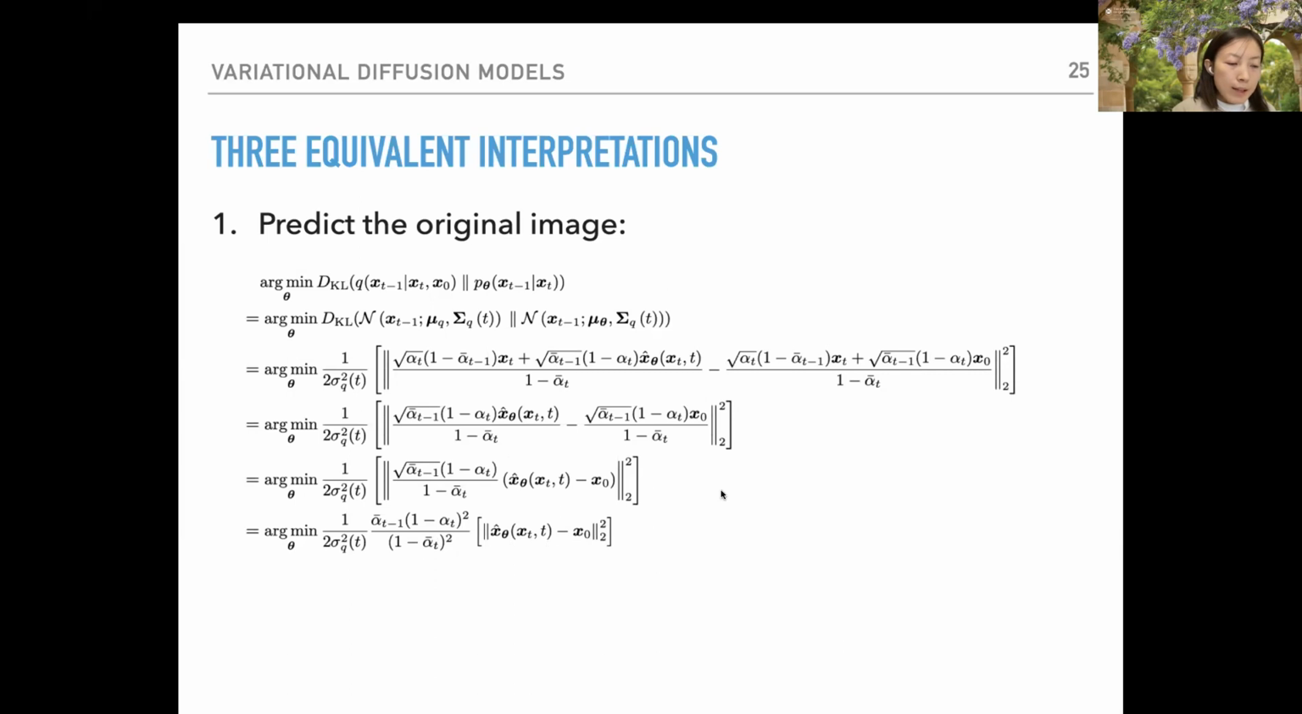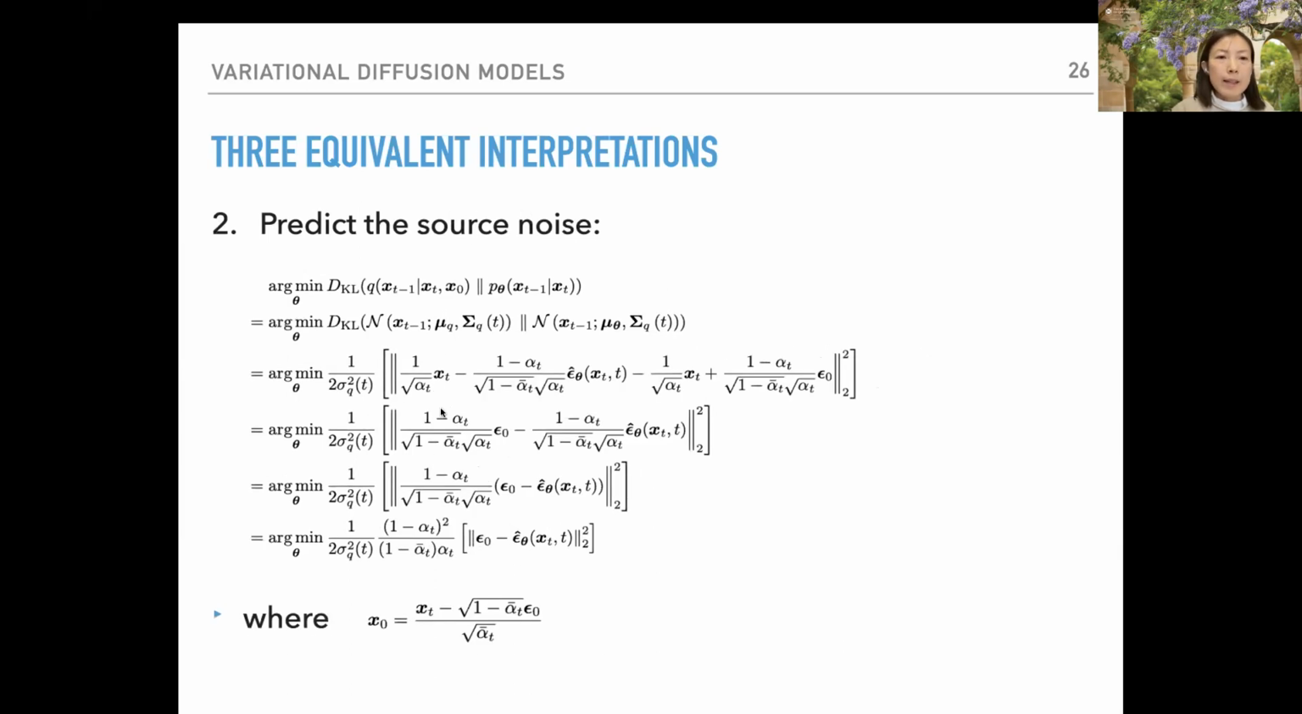So in this case, we can learn a neural network to predict the original image from its noisy version. And the second interpretation is that we can predict the source noise. We can rewrite the original image with the source noise and xt. So we can transform the formula into this one.